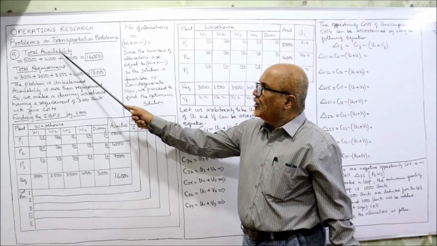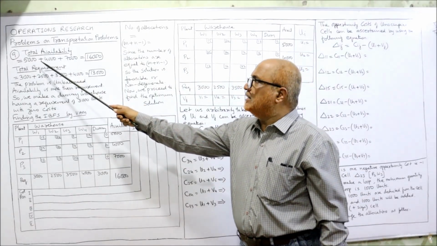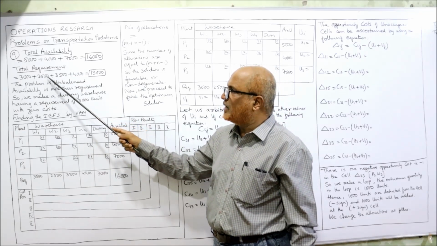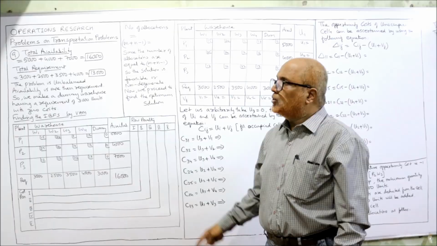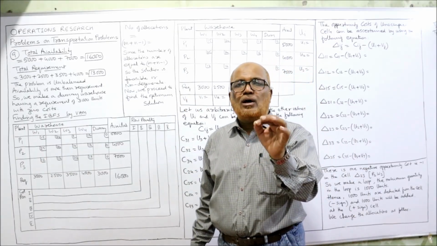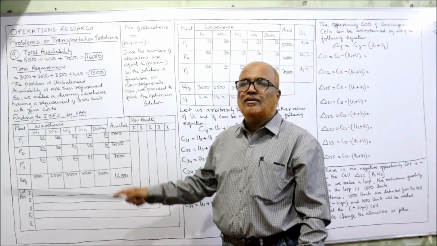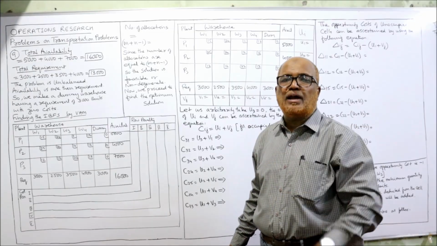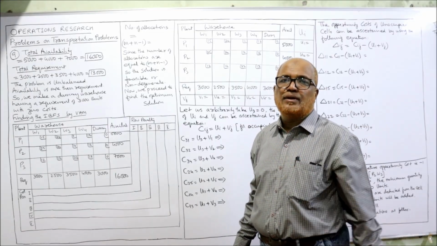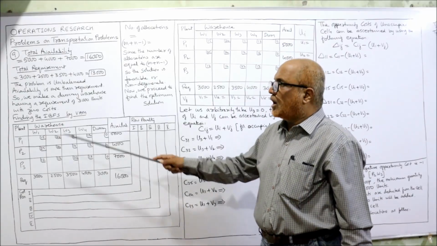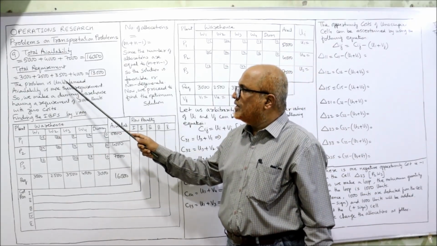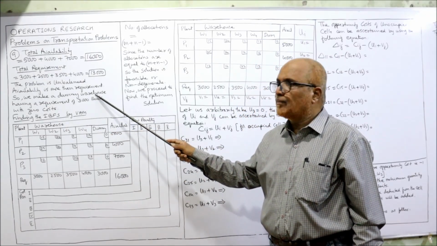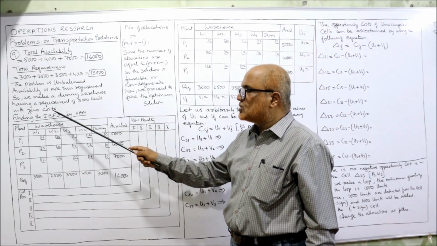Now see here, total availability in the plants is 5,000, 4,000, 7,000, that is 16,000. Total requirement at the warehouses is 3,000, 2,500, 3,500, 4,000, that is 13,000. The difference is 3,000. The 3,000 units are short at the warehouses. We have excess supply from the plant, whereas the requirement is less. The problem is unbalanced, availability is more than requirement. So we make a dummy warehouse whose requirement is 3,000 units with 0 cost.